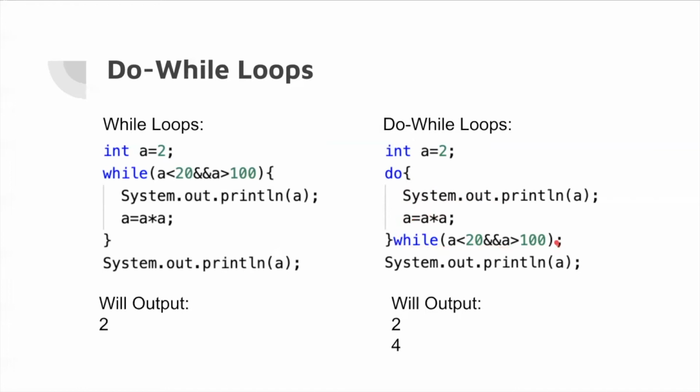So it prints out 2, and then it sets A to 2 times 2, which is 4. And then it tests this condition right over here. This condition is false, so it stops. And then it prints out A. So A is 4. So that's how we got 2 and 4.